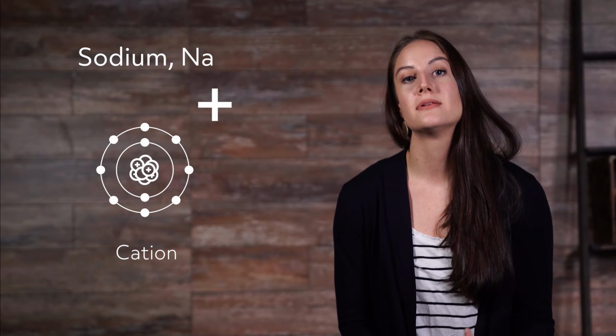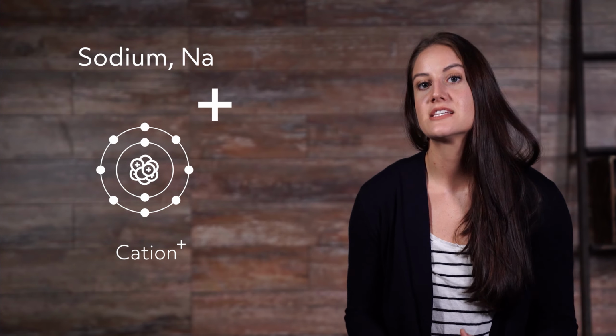Cations are noted with a plus sign superscript. This represents that it is positively charged. Chlorine, on the other hand, is 1 electron away from having 8 in its outer shell. So it wants very desperately to steal an electron. In stealing an electron, it becomes unbalanced and negatively charged. Therefore, it is an anion. Anions are noted with a negative sign superscript. This notation represents that it is negatively charged.